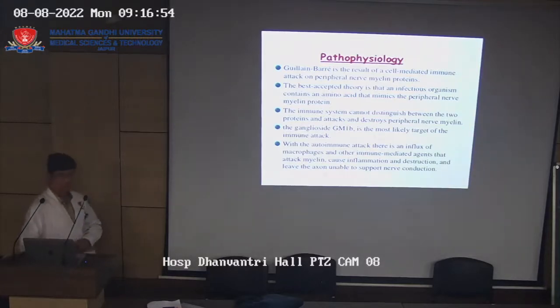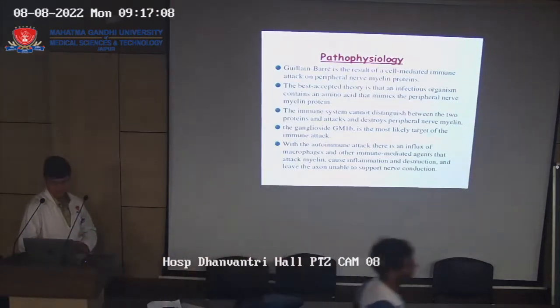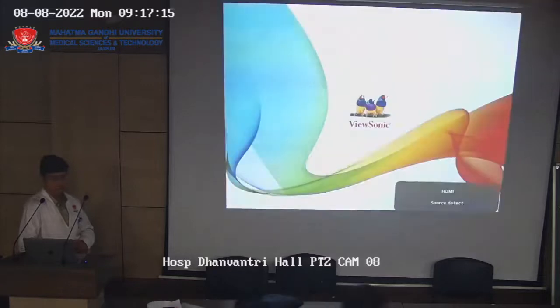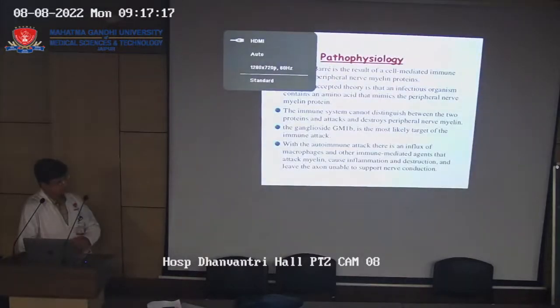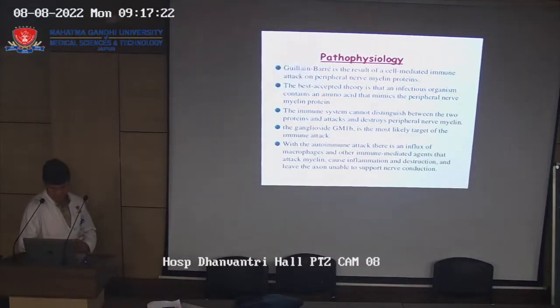The most important protein is the ganglioside GM1B. It is the most likely target of the immune attack. Whenever there is an autoimmune attack, there is an influx of different proteins, different complements, and different opsonins like the macrophages, which cause inflammation and destruction, and which leaves the axon unable to support nerve conduction. So by these different agents, there is a destruction of the myelin sheath surrounding the peripheral nerve.